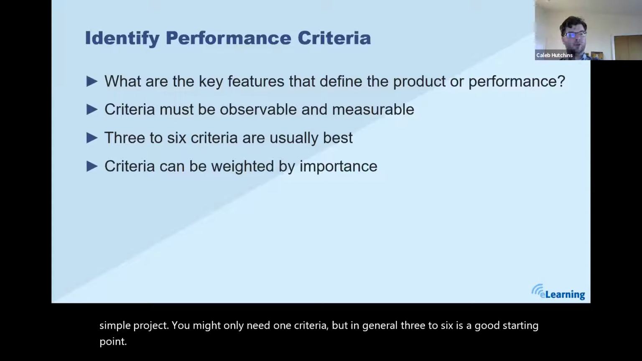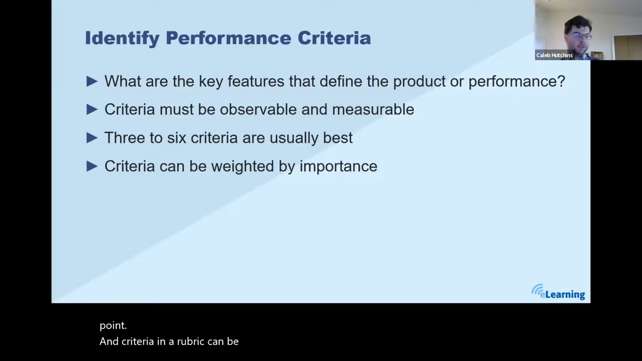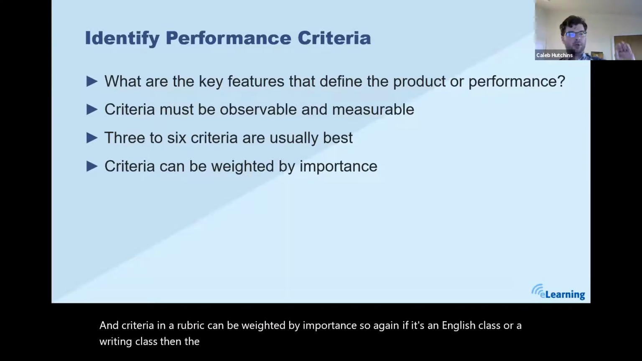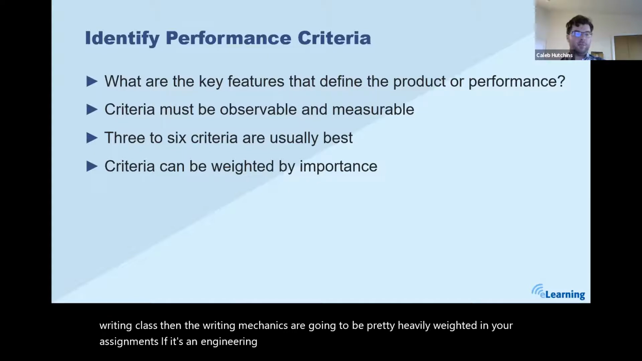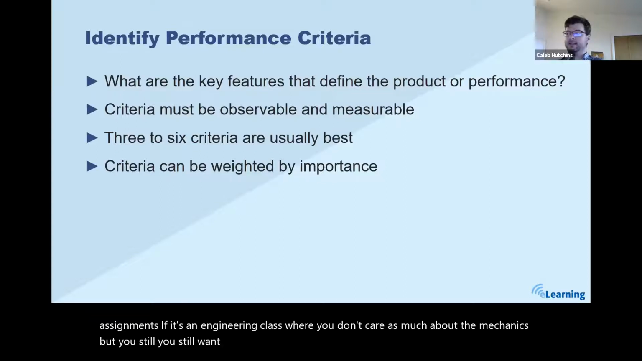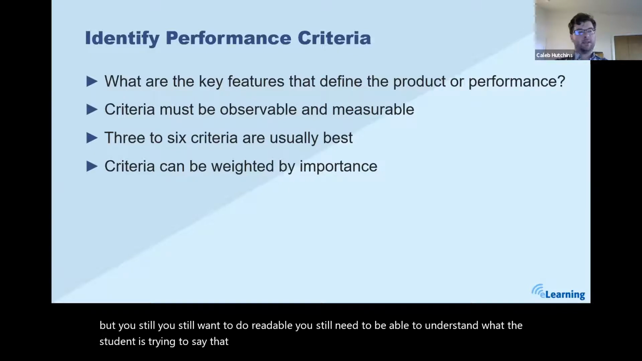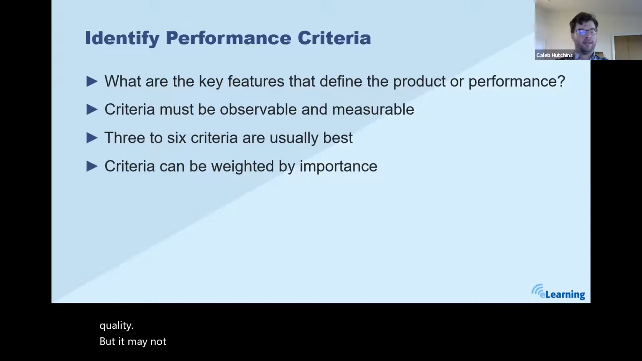And criteria in a rubric can be weighted by importance. So, again, if it's an English class or a writing class, then the writing mechanics are going to be pretty heavily weighted in your assignments. If it's an engineering class where you don't care as much about the mechanics, but you still want it to be readable, you still need to be able to understand what the student is trying to say, then you might still have a criteria for the mechanics of the writing quality, but it may not be as highly weighted as a different instructor would weight it.